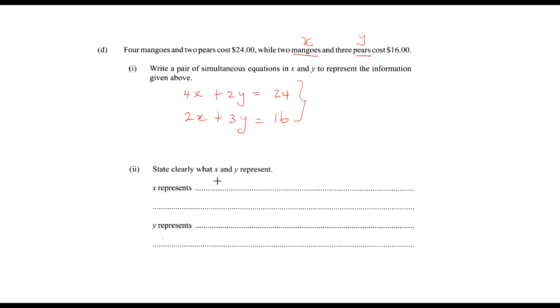And what does x represent? X represents the number of mangoes, and y represents the number of pears. So they didn't ask us to solve, but we can solve this pair of simultaneous equations using elimination if we want to.